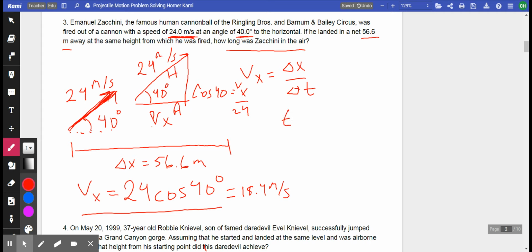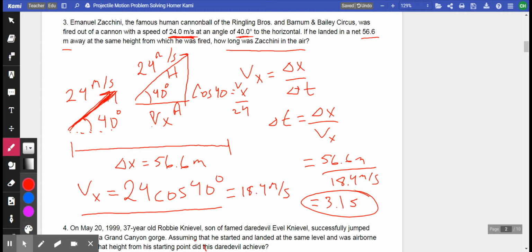Now I can figure out how long he was in the air. I'm going to rearrange my equation. The change in time is equal to the change in position over the velocity. Our change in position, we said, was 56.6 meters, and we're going to divide that by 18.4 meters per second. So 56.6 divided by 18.4 gives us 3.1 seconds. So he was in the air for a long time.